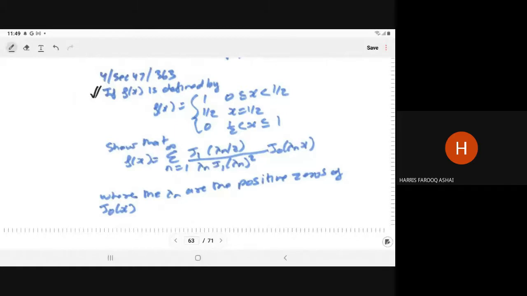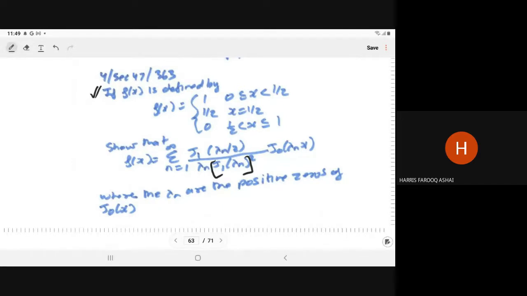of the Bessel function. So let us have, it is from the book only. Let f(x) be defined by f(x) equal to 1 in the interval 0 to half, 1 by 2 when x is equal to half, and 0 when x is from half to 1. So that f(x) is equal to summation n is equal to 1 to infinity, j1 of lambda n by 2 upon lambda n j1 square of lambda n, into j naught of lambda n x.